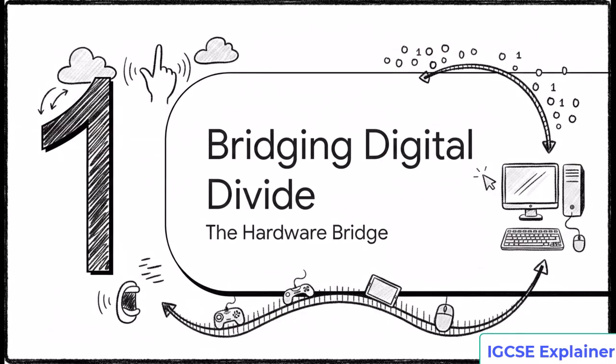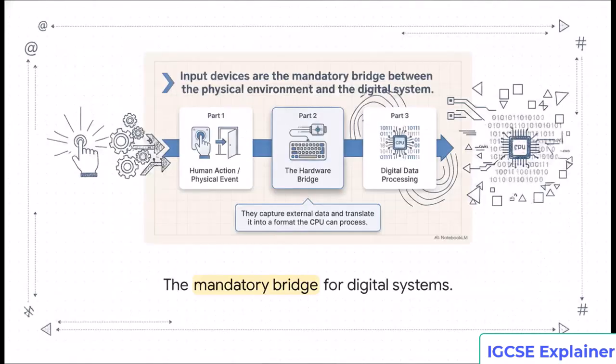Section 1. Bridging the digital divide. Humans and computers exist in fundamentally different dimensions. We speak in movements, in voices, and environmental changes, while the machine strictly speaks in ones and zeros. So the solution here is an input device. It's a mandatory hardware bridge.